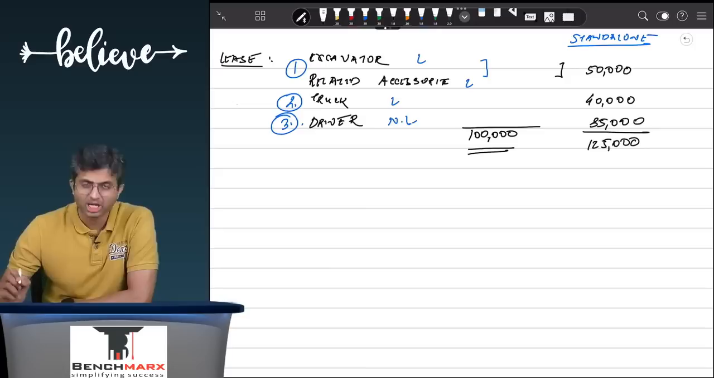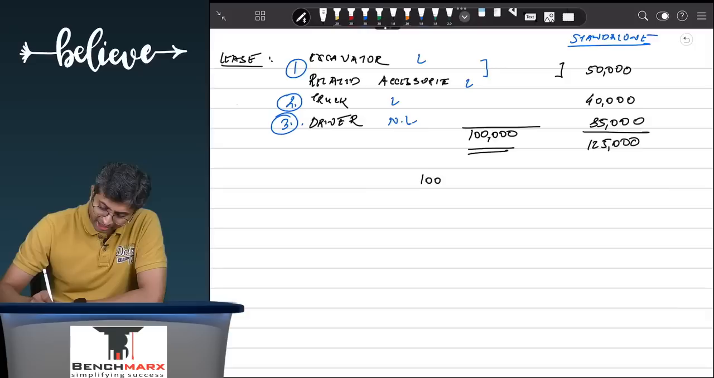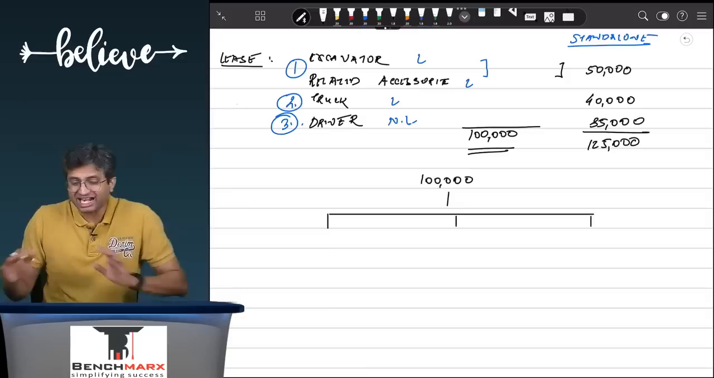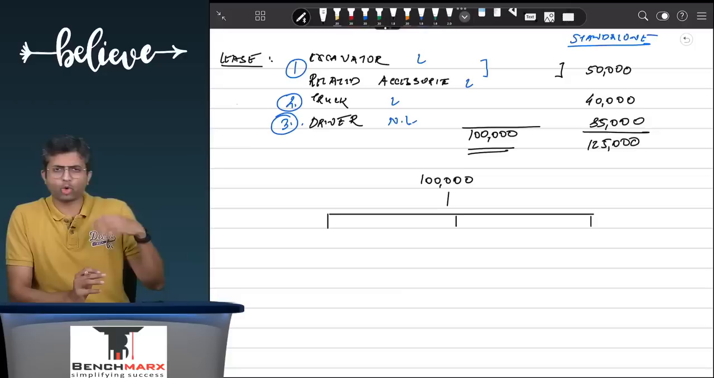However, you are agreeing to pay 1 lakh, and as a result, you will allocate the 1 lakh in the ratio of the standalone prices. Standalone prices are the prices which they would have charged on a standalone basis if there was only the truck or only the driver or only the excavator. In case standalone prices are not available, you can take the fair value as well.